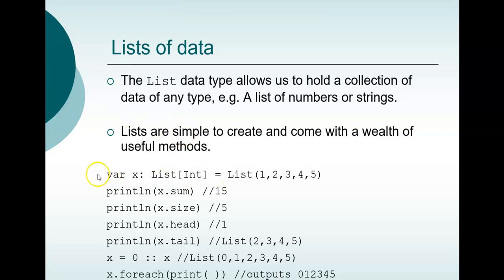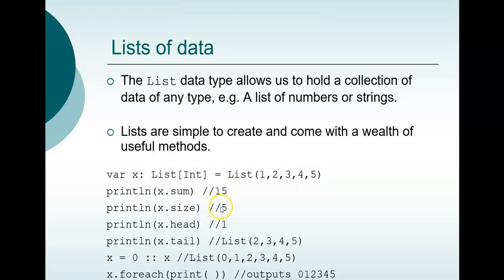So for example, here we have a variable, which is a list of integers equal to the list of numbers 1, 2, 3, 4, 5. Okay, so we can perform operations on the list in the variable x. So we can sum the numbers in the list, which means 1 plus 2, which is 3, plus 3, which is 6, plus 4, which is 10, plus 5, which is 15.